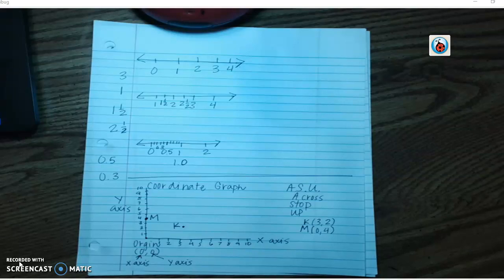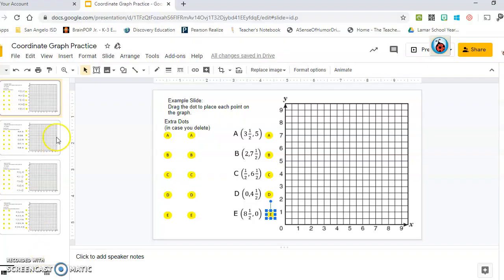But for right now, we're going to look at our practice questions for today and go over one of the first examples. So this is going to be your practice for today where it says coordinate graph practice. You will have to go into Google Classroom to find this, but mine is just up, ready to go. Now we did give you some extra dots here to use in case these get deleted because we know that happens. Let's look at A.